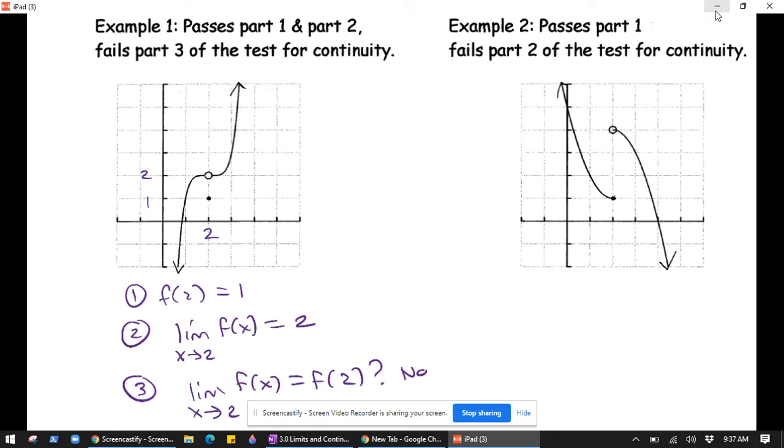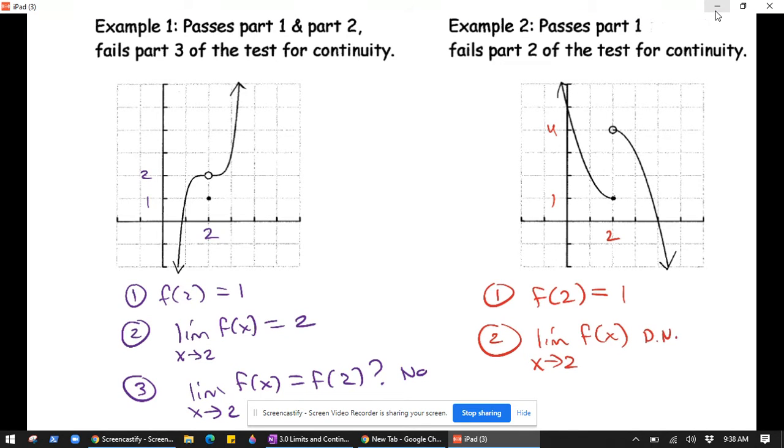Let's try it on this graph here. Let's say that's a 2, that's a 1, and that's a 4. So we check what f of 2 is. f of 2 is equal to 1. Let's take a look at the limit as x goes to 2 of f of x. As you come from the left-hand side, the limit is equal to 1. As you come from the right-hand side, the limit is equal to 4. Since the right and left-hand limits don't equal each other, that limit does not exist.